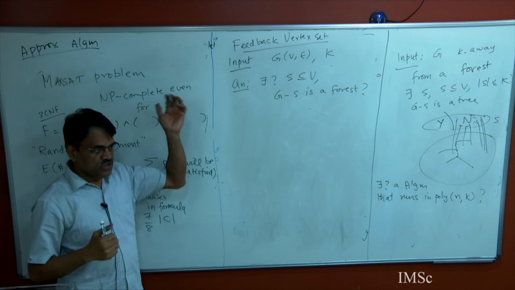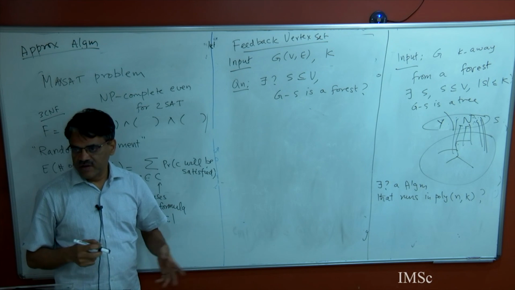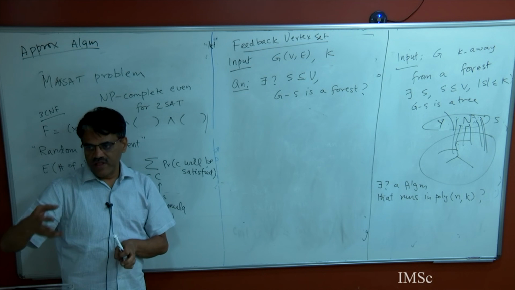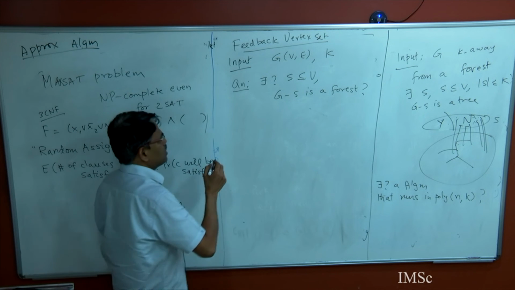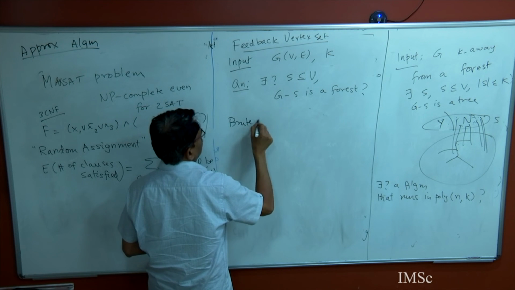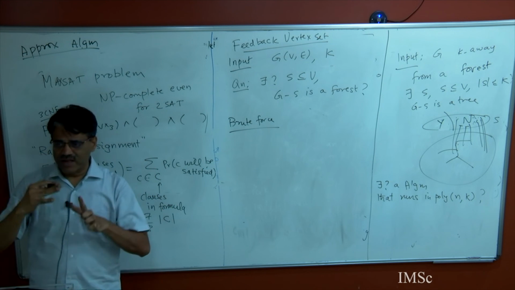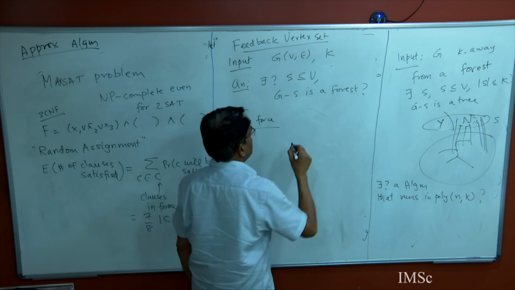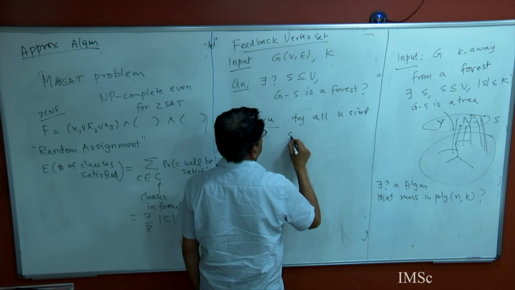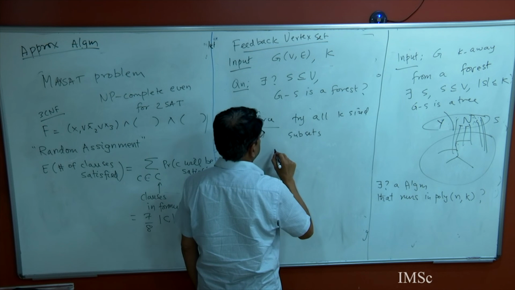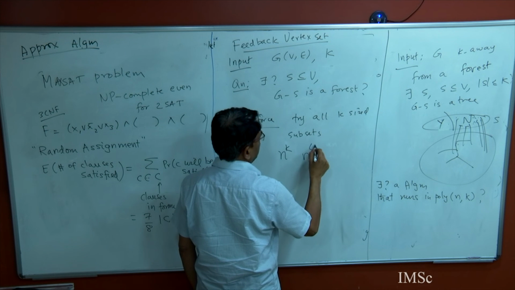What would be a brute force algorithm for this? You can try all k-size subsets, delete them and see whether the remaining graph is a forest, right? Checking whether a graph is a forest is easy. So in the optimization version, a brute force algorithm would be an exponential algorithm, whereas here it is like trying all k-sized subsets. So that is an n power k, some polynomial time algorithm.